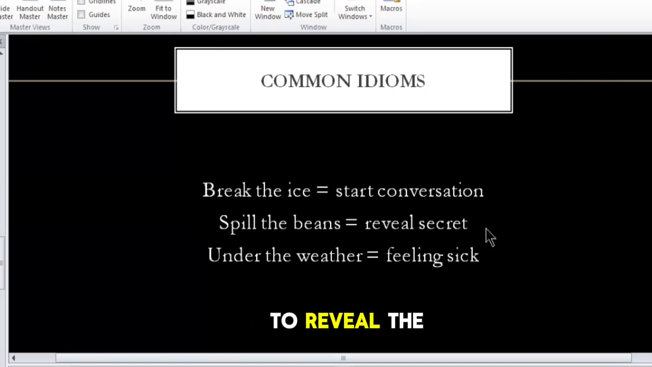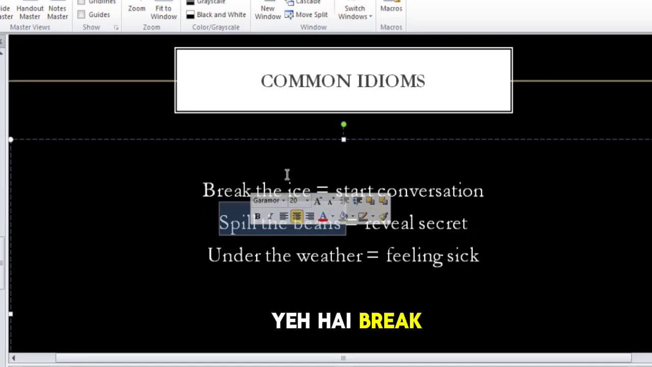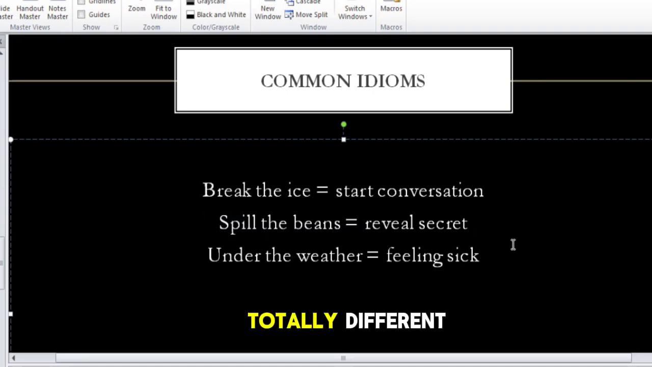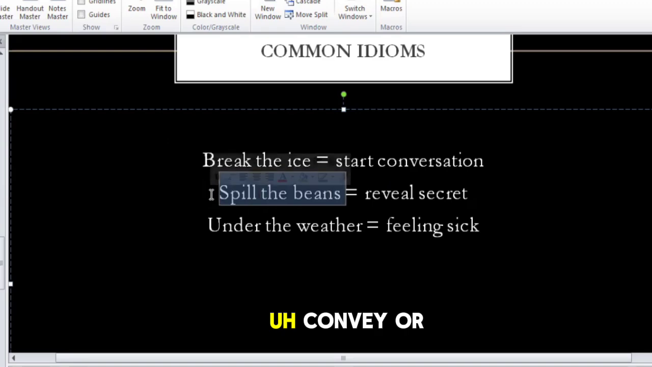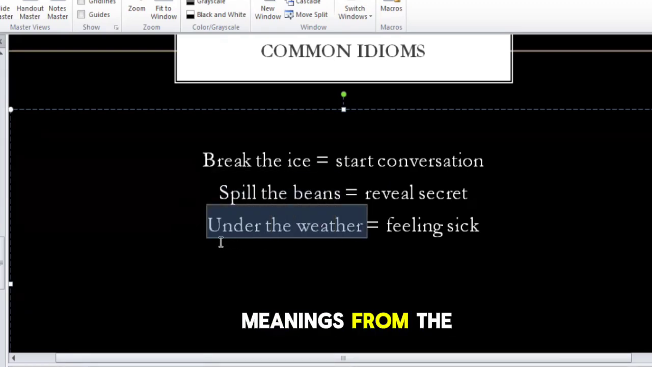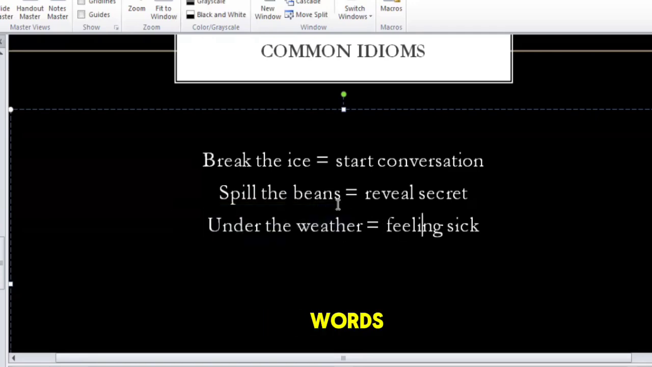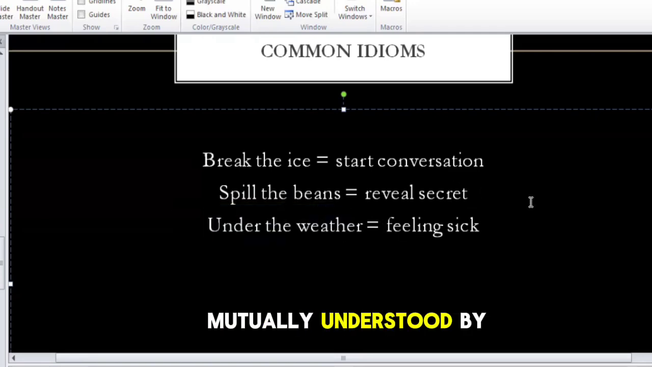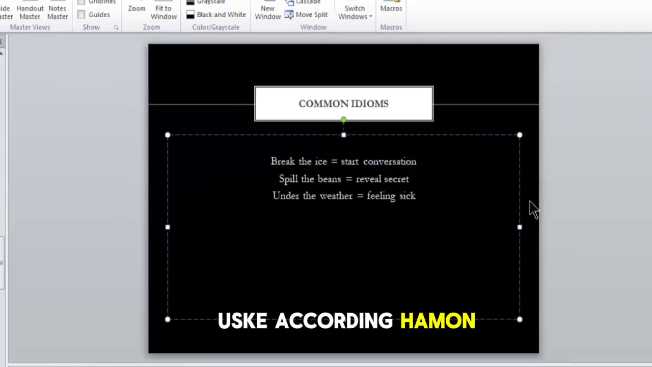इसका मतलब है to reveal the secret. रिवील मीन जाहिर करना, to express the secret. If I say that spill the beans, I would mean that just express the secret. क्लियर. इडियम्स में जो एक्सप्रेशन या स्टेटमेंट है, जैसे break the ice, उसकी मीनिंग उससे टोटली डिफरेंट होती है. We cannot take the meanings from the basic expressions, from the basic words, but that is mutually understood by the society. उसके अकॉर्डिंग हम इनको करते हैं.